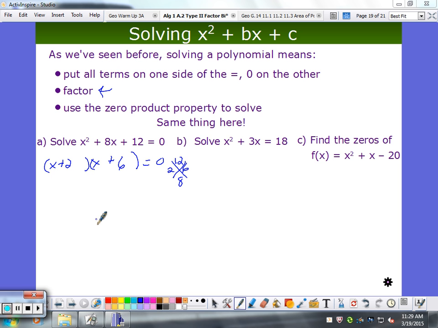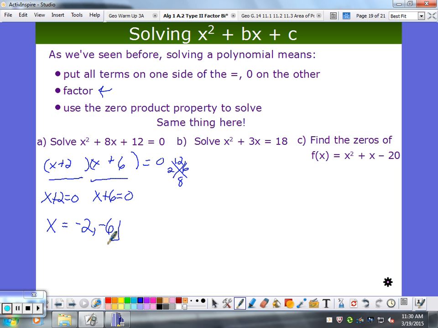Okay, what do you do now? I want to know when the factors are 0. What are the factors? This times that, right? So I need to know when is x plus 2 equal to 0 and when is x plus 6 equal to 0. When is x plus 2 zero? Negative 2. And how about this one? Negative 6. These are the solutions to that equation.